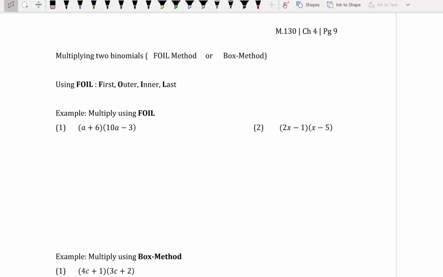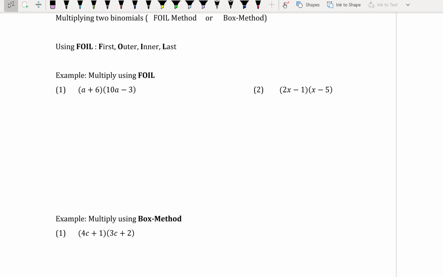Now, when we're multiplying two binomials, we can either use the FOIL method or the box method. If we do the FOIL method, that's the first, outer, inner, last. So for example, we're going to use FOIL for number 1 and number 2. So if I do FOIL, remember, we're going to work for our first. So the first thing in the parentheses times the first thing in the parentheses. So a times 10a is going to give me a 10a squared.